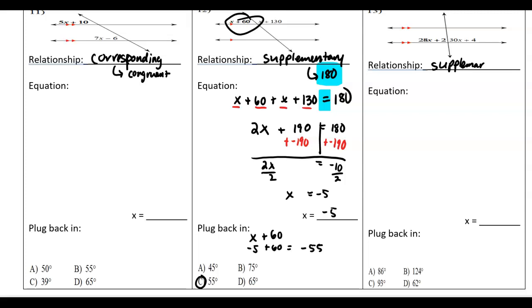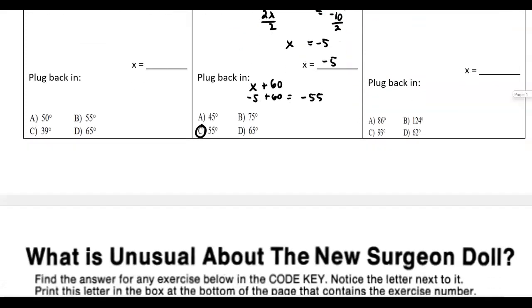So again, you're going to add these together and set them equal to 180 rather than each other because they're not congruent.